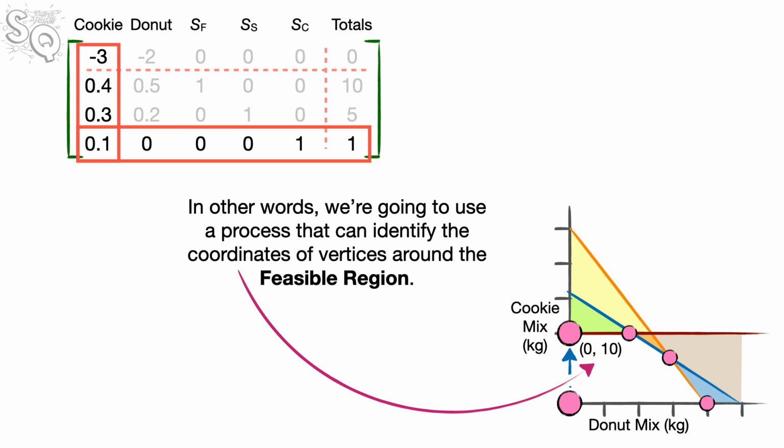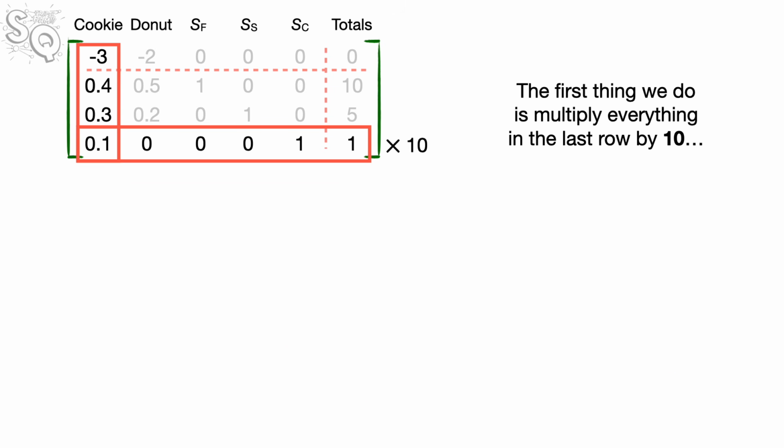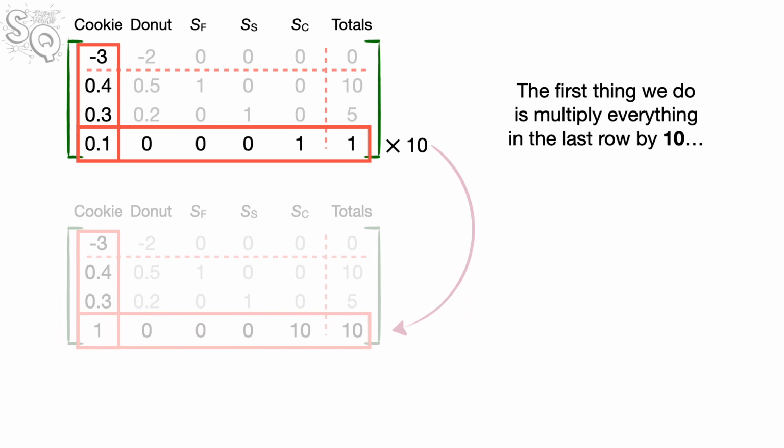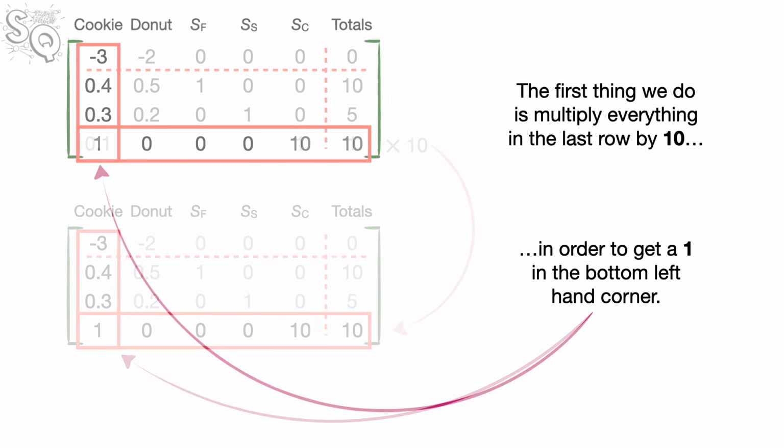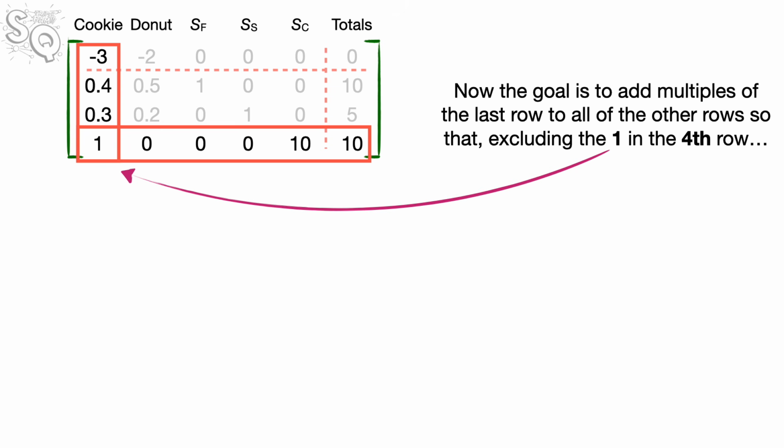the feasible region. The first thing we do is multiply everything in the last row by 10 in order to get a 1 in the bottom left-hand corner. Now the goal is to add multiples of the last row to all of the other rows so that, excluding the 1 in the fourth row, every other value in the first column is 0.